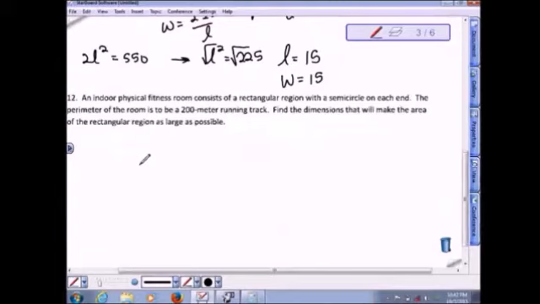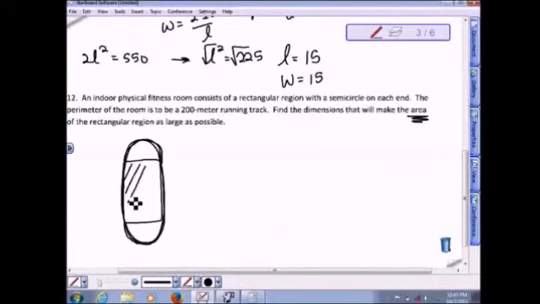Okay, so I would recommend drawing this one out. We have an indoor physical fitness room that's a rectangle with a semicircle. Semi means half of a circle on each end. The perimeter, so just measuring around the room like this, if somebody were running around, that's a 200-meter running track. Find the dimensions that will make the area of the region as large as possible. So we're maximizing the area of this rectangular region inside.